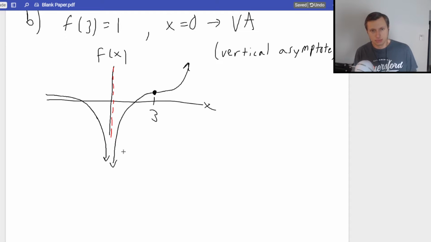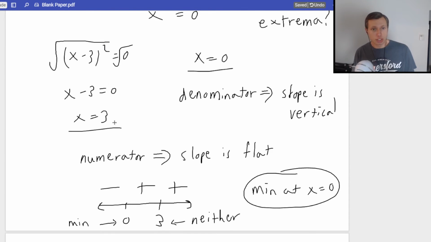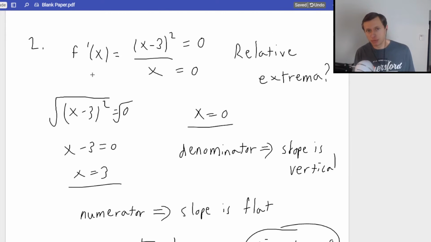How do we know if there's a horizontal asymptote? That's a good question. We're going to talk about that in a later question, but I'll tell you this. What did I give you? The first derivative? You cannot answer that question from the first derivative. You need to do it with the original function. But that's a good question.